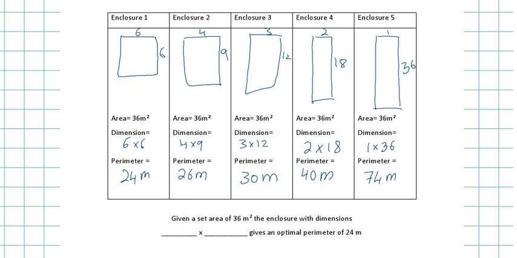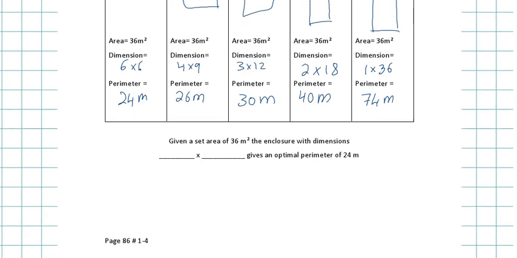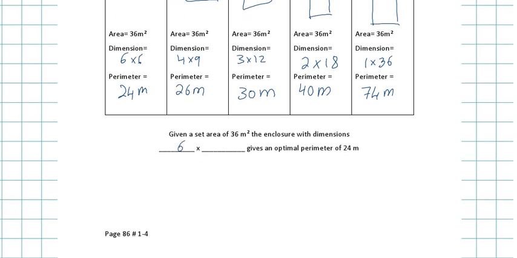So what can you guys tell me? Which one gives me the minimum perimeter? 6 by 6. And I can tell from this point here to this point here that it's going to be a very, very slight incline. So, again, the square is winning.